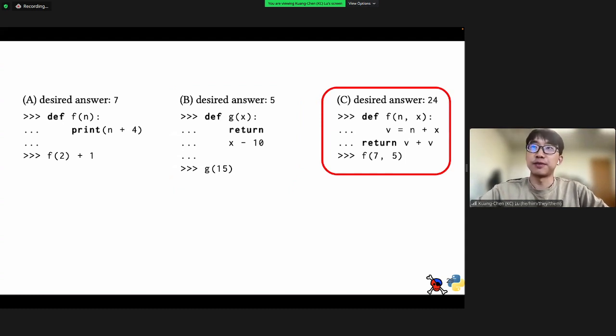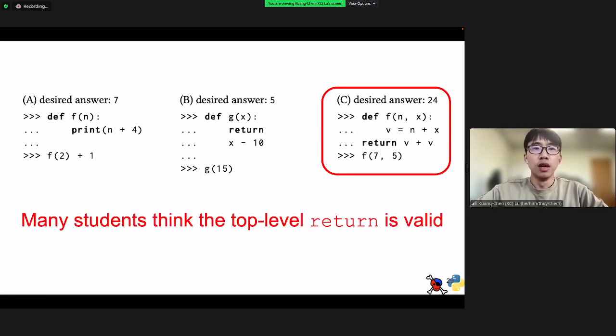Now let's look at the last program. This program indents return incorrectly, and it will lead to a syntax error in Python. We receive a list of very diverse wrong answers. The most important observation about these answers is that many students think the top-level return is valid. This suggests students haven't recognized the connection between return statements and functions.